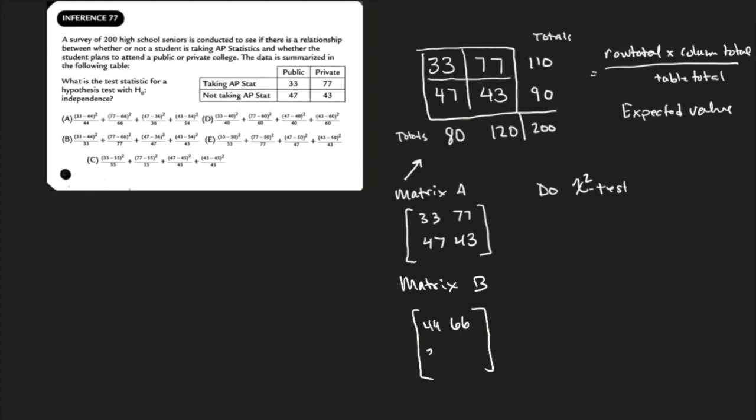Once I get all my expected values, the observed value and its corresponding expected value in cell entry 1, like first row, first column, like 33. That's the observed, and its expected would be 44. So I'm going to plug that into my equation: 33 minus 44, all squared, divided by 44. And obviously that pattern keeps on going.